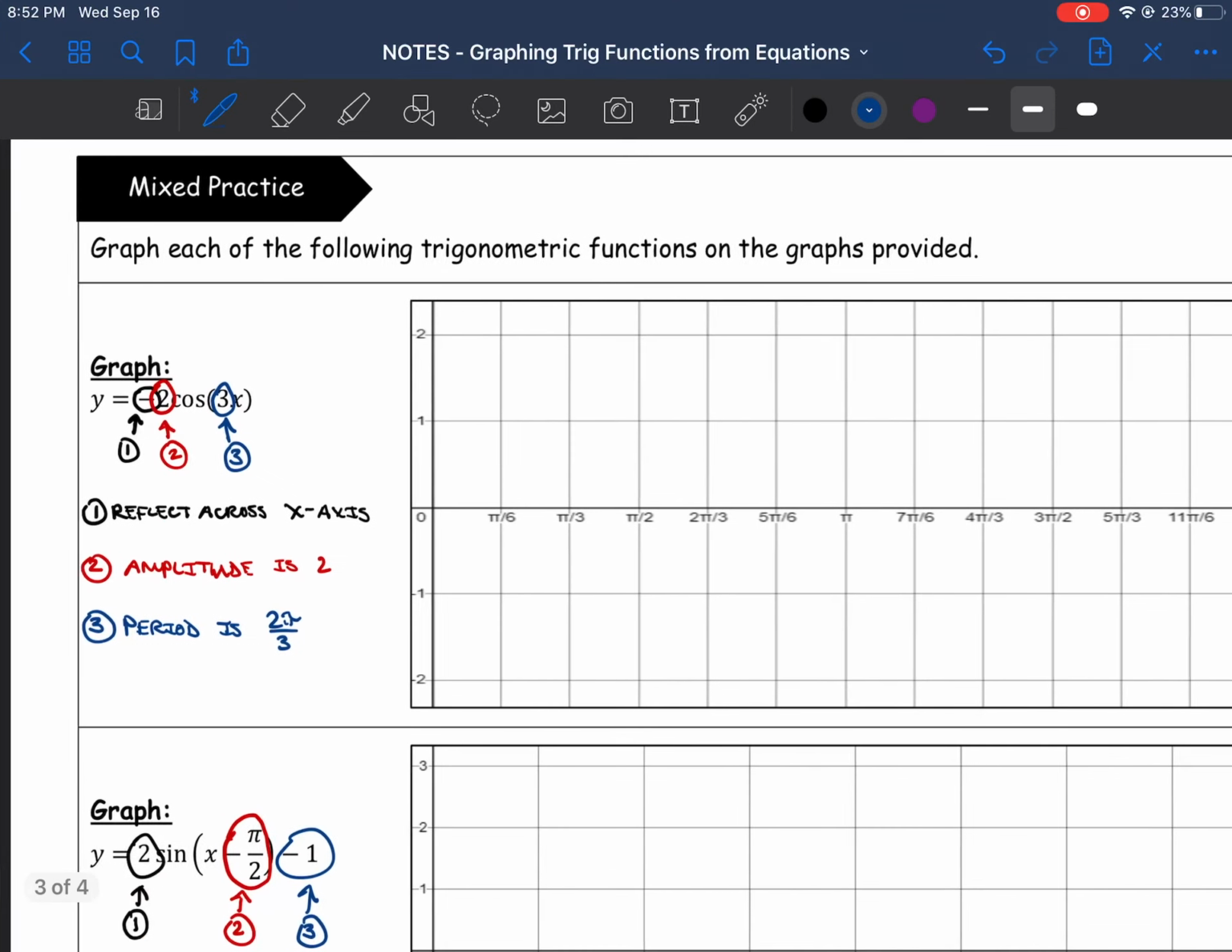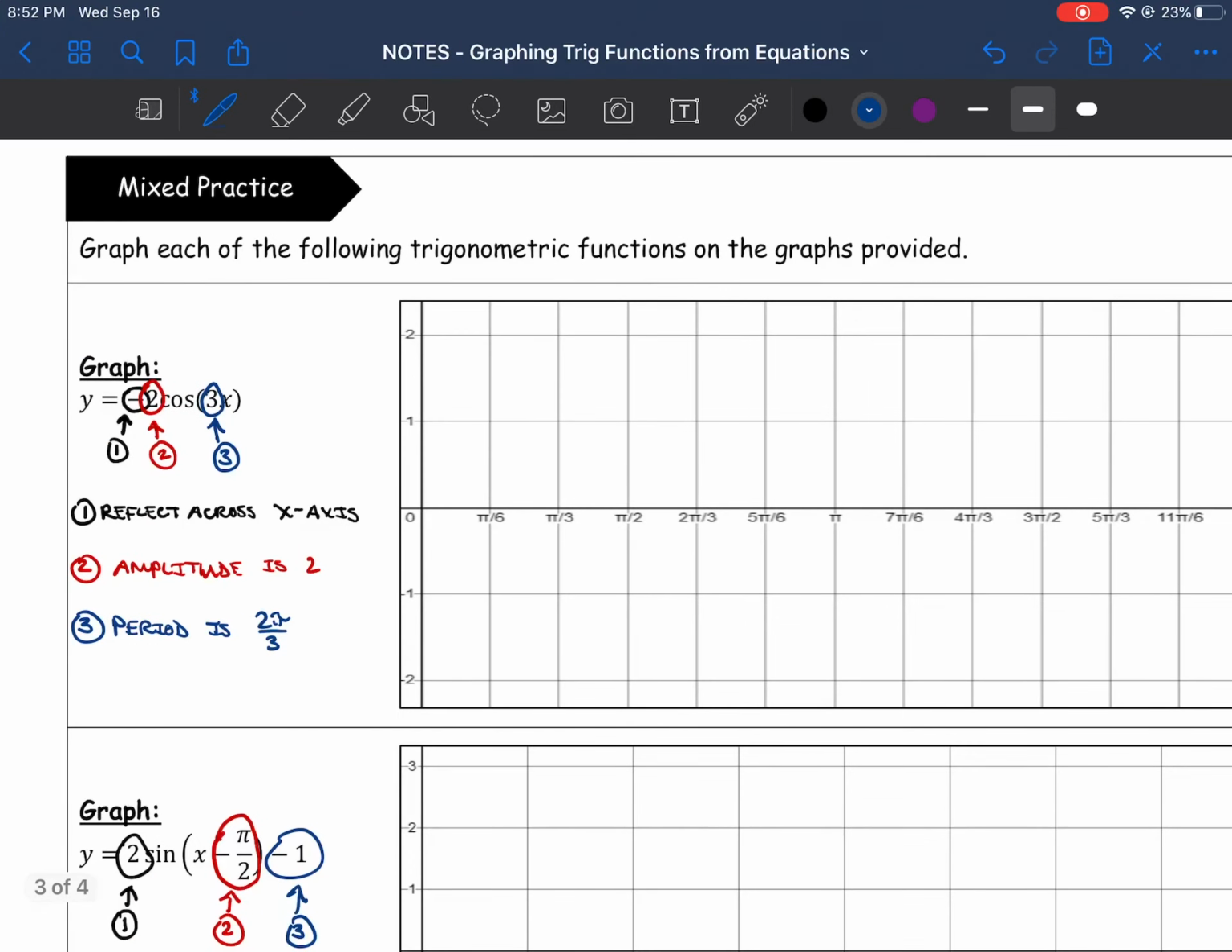So in our first example, we're going to graph y equals -2 cosine of 3x. And let's take note of some of the stuff that's happening here. Number 1, we have this minus sign out front, which means that we're going to be reflecting our cosine graph across the x-axis. Then we have this 2 in front of the cosine, which tells us that the amplitude is now going to be 2.